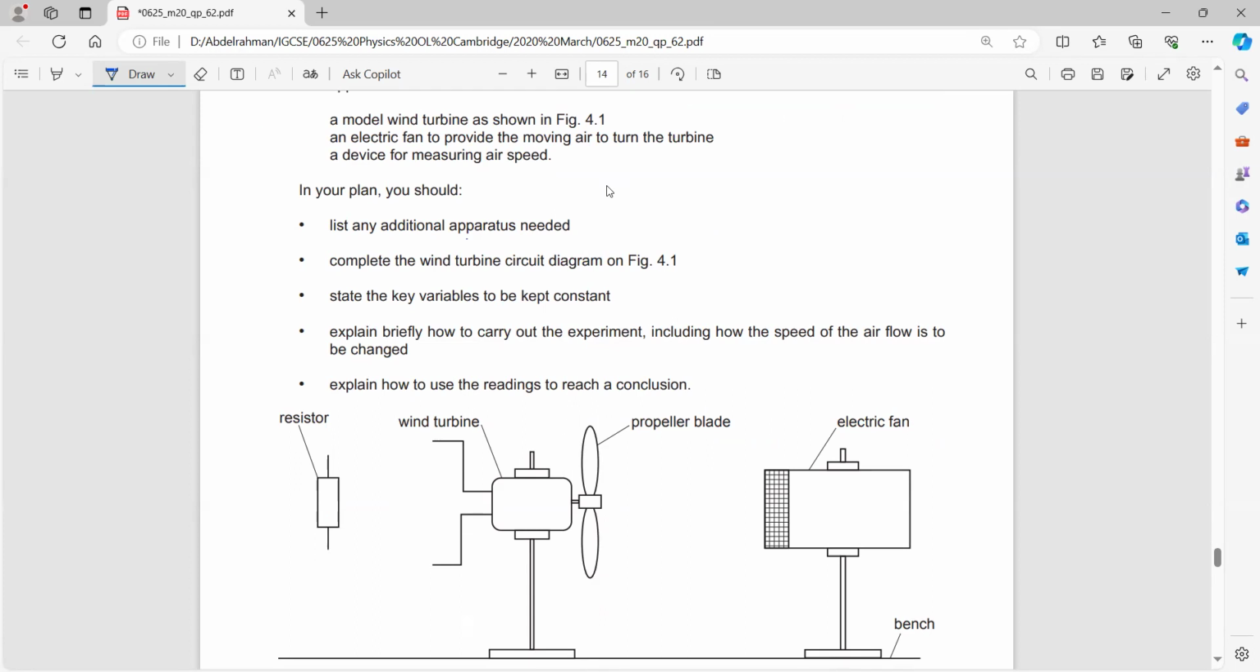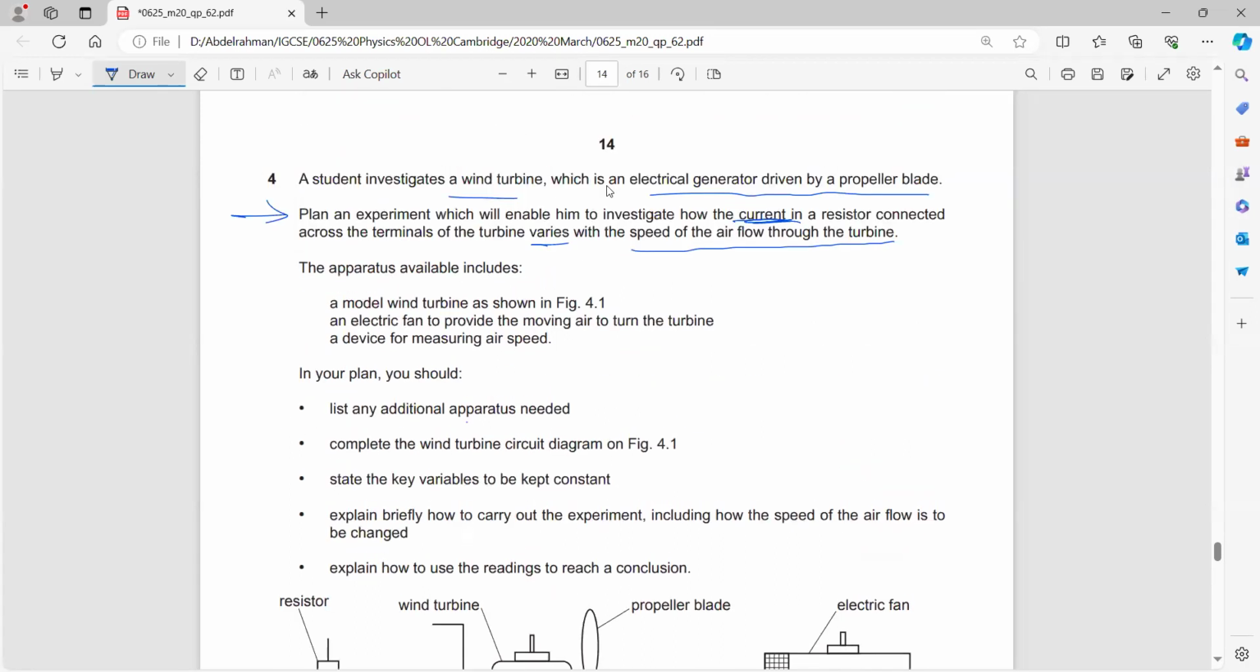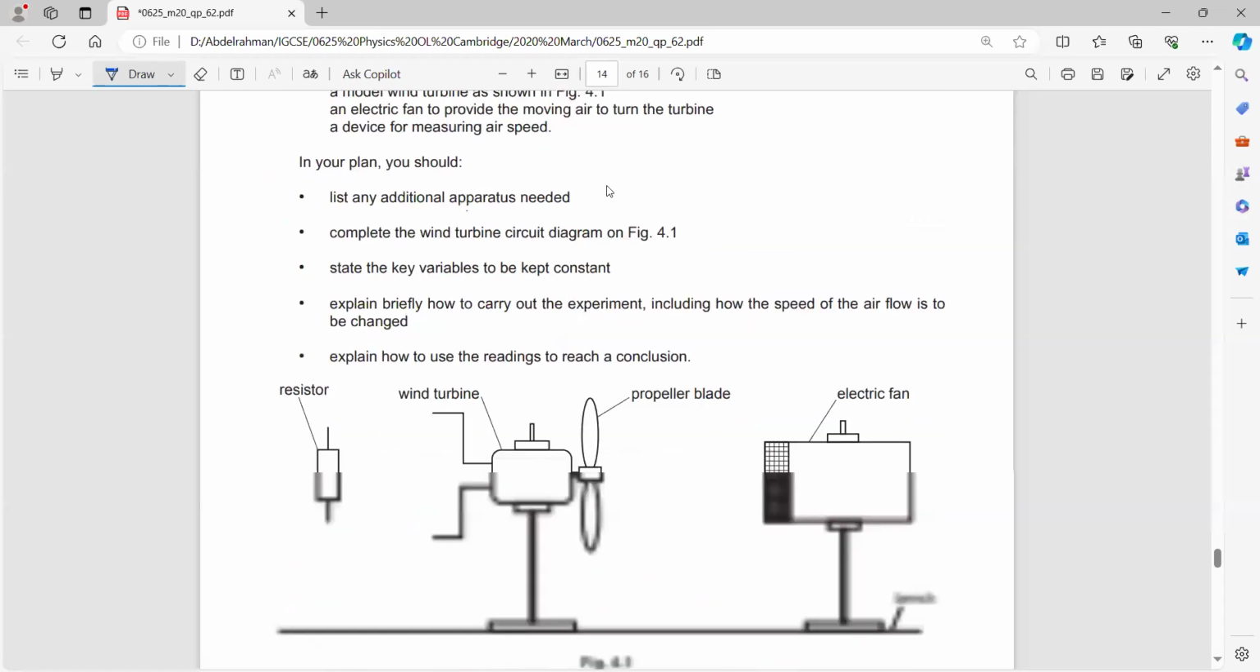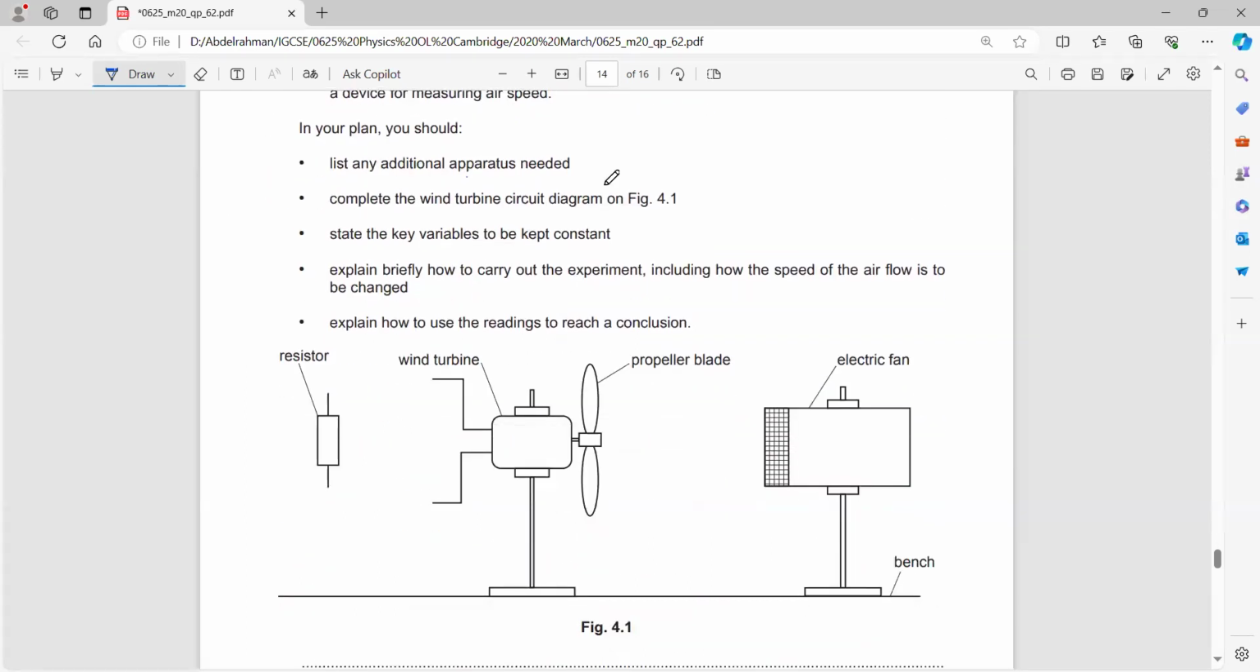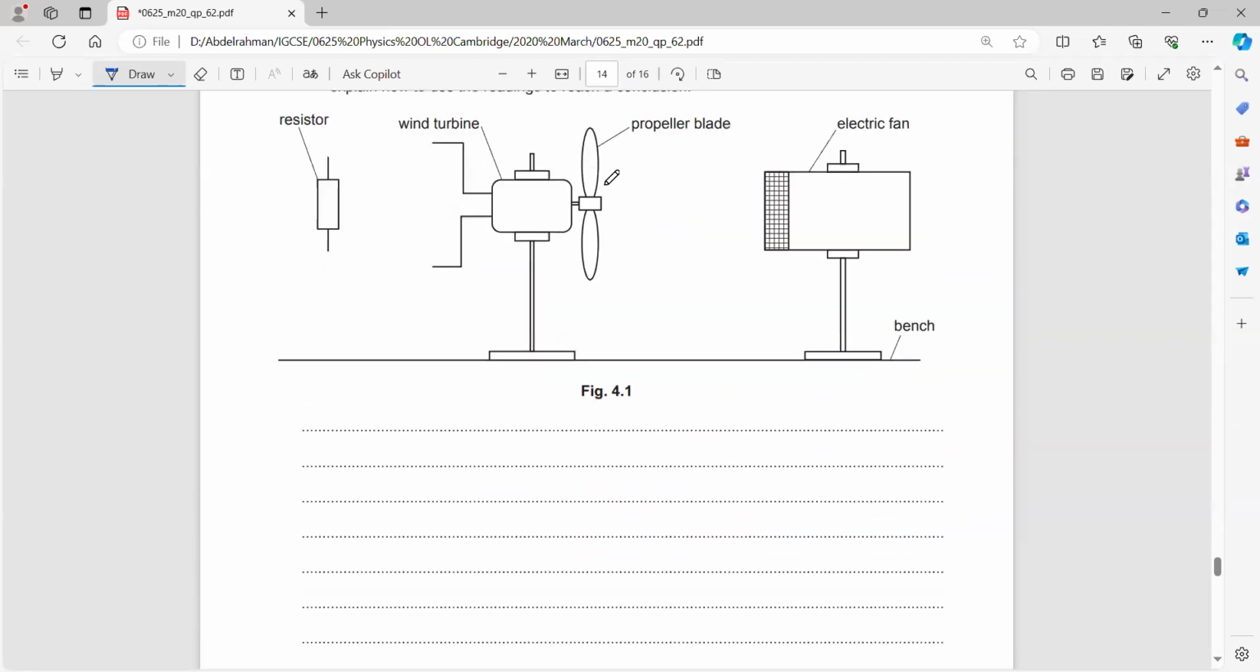Again, what is this student doing? Basically, he is changing the speed of the air flowing and then measuring the current output. That's all he is doing. So the independent variable would be the speed of the airflow. That's the thing he will be changing. For example, the range of values.